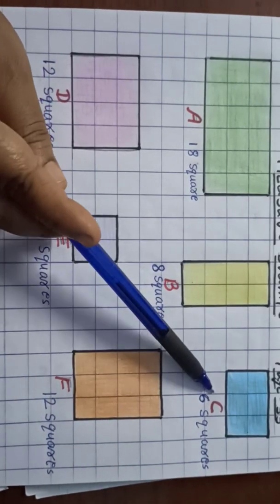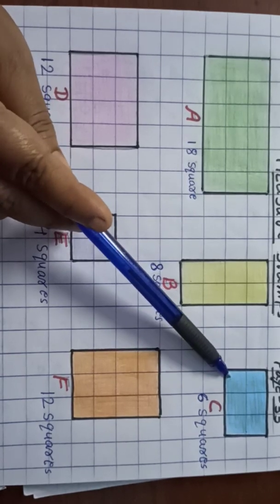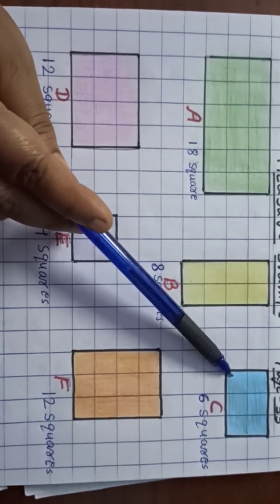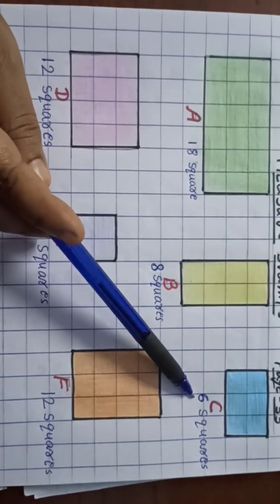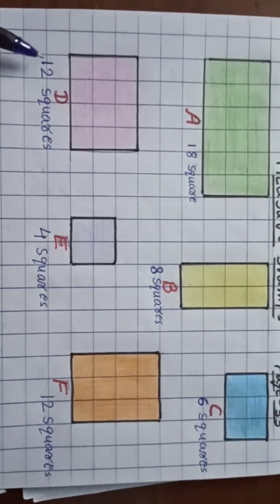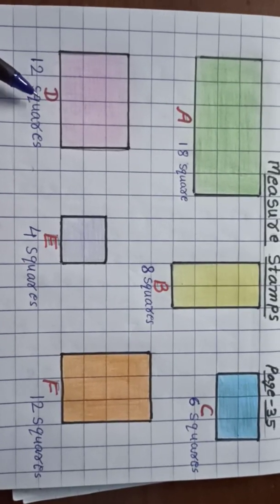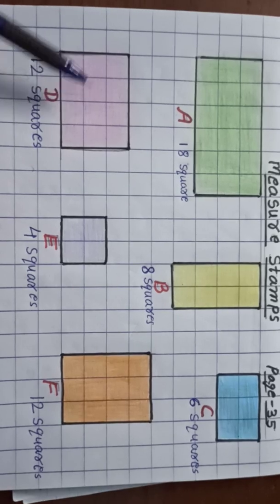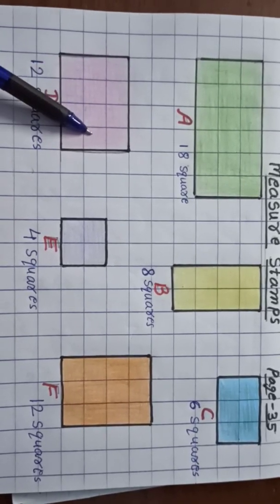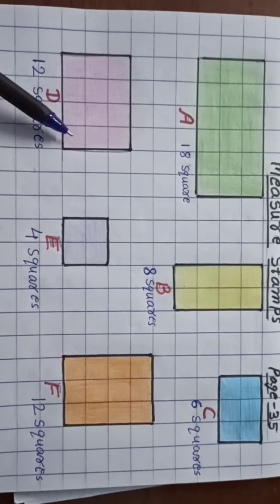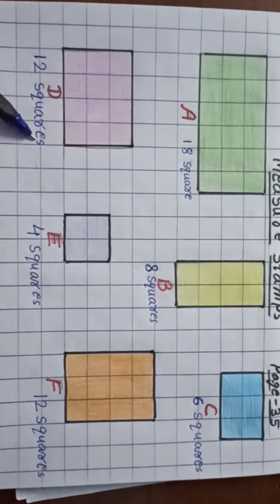Similarly, look at stamp C. Where is stamp C? Here. Okay. If you count all squares of 1 centimeter side, you will get 6 squares. So I have written here 6 squares. Okay. Same way, look at stamp D and let's see how many squares are there. 1, 2, 3, 4, 5, 6, 7, 8, 9, 10, 11 and 12. So it is covered by 12 squares.